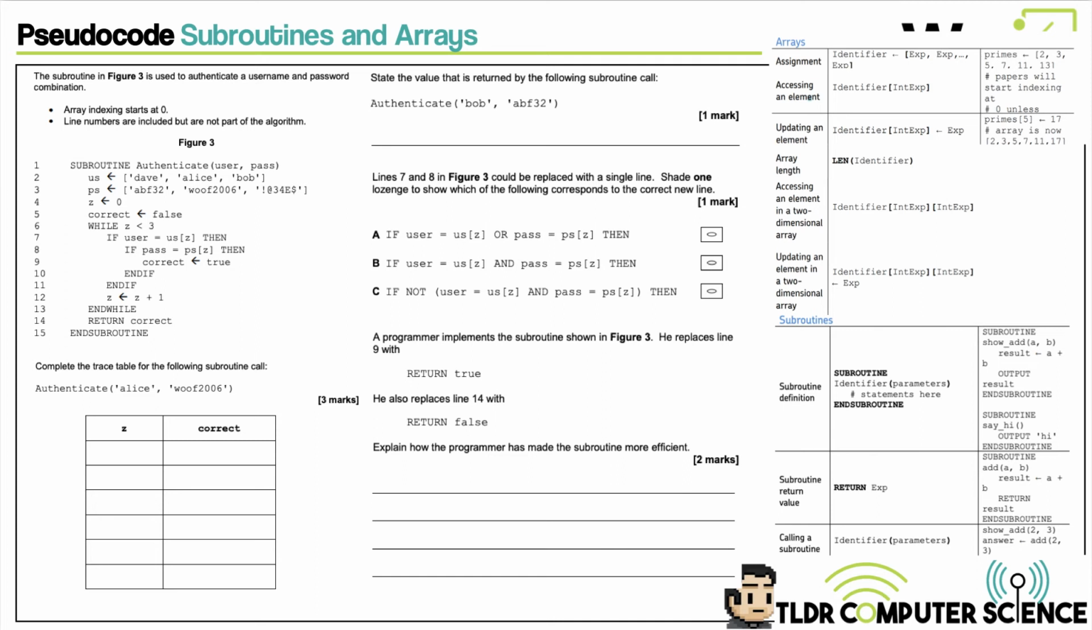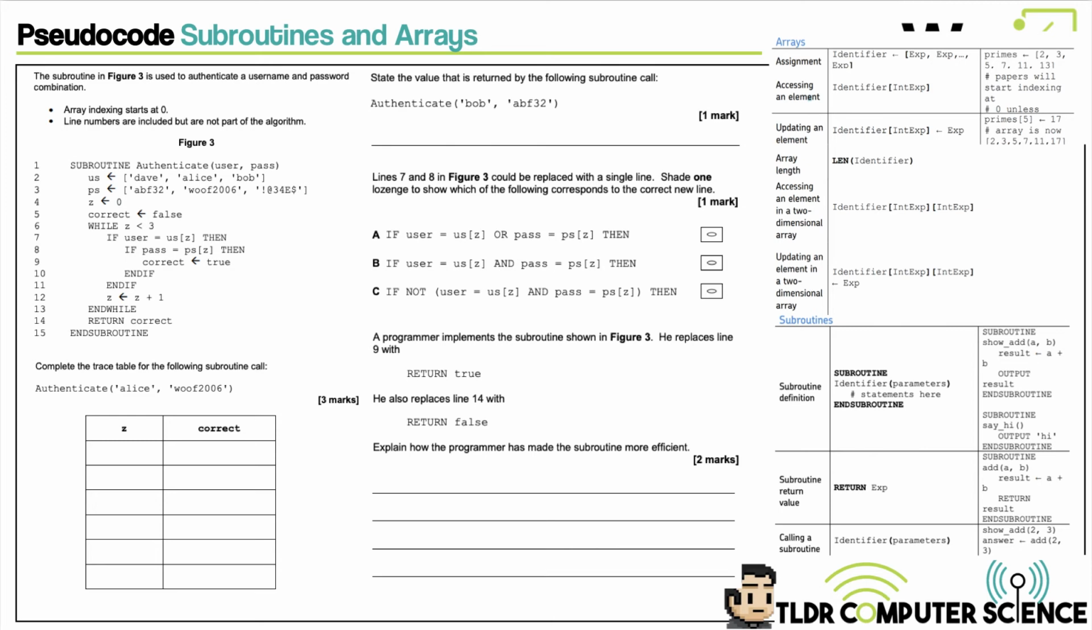Okay, this is a question where it's now combining subroutines and arrays and the concept of authentication. Remember, authentication is when a user proves their identity, could be through biometrics, but in this case with a username and password. We start up over here.